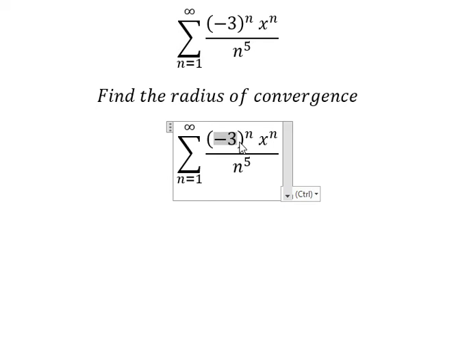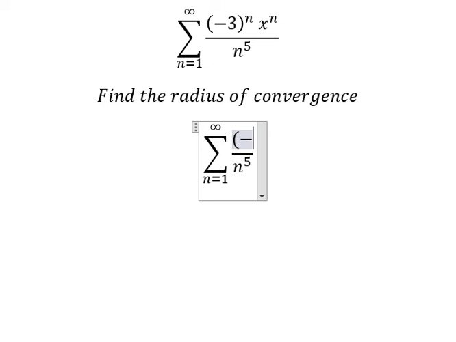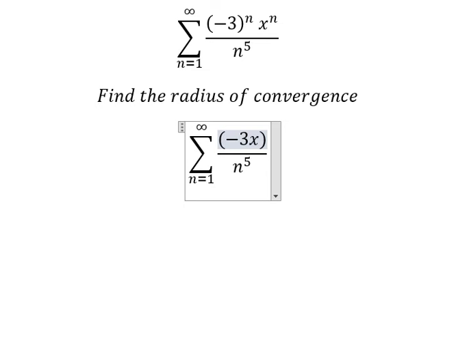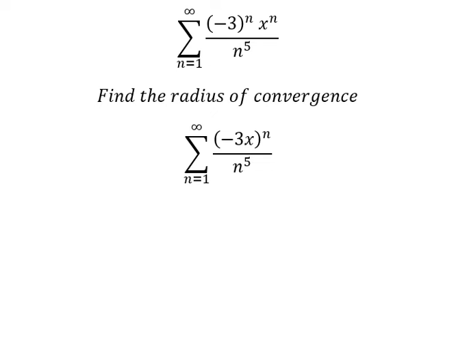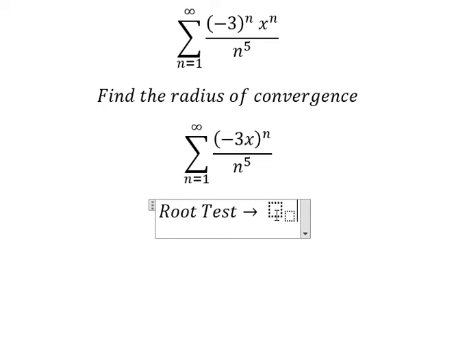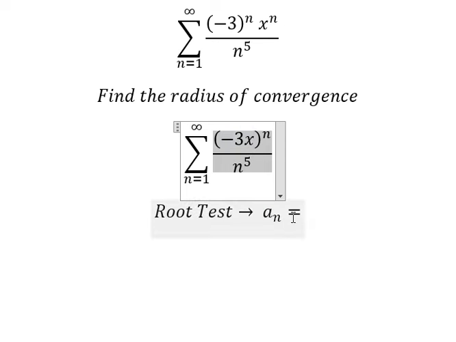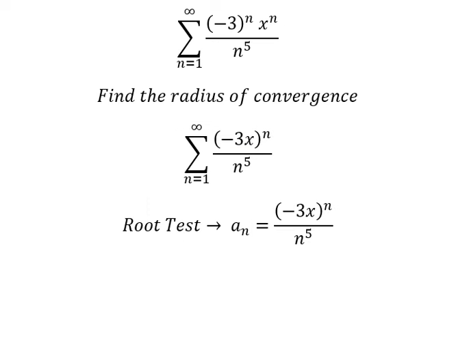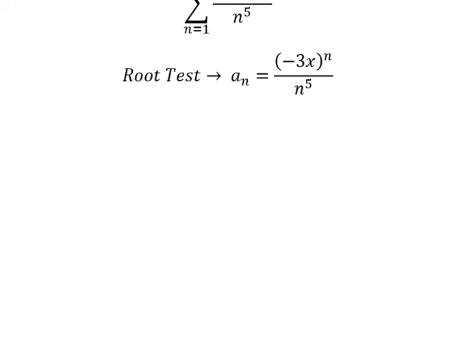We have negative 3 and we have x, and we see that we have n and n. So we can put it into (-3x) to the power of n. Next, we can apply the root test. So I need to put a_n equals to this one. Now we put inside the limit.